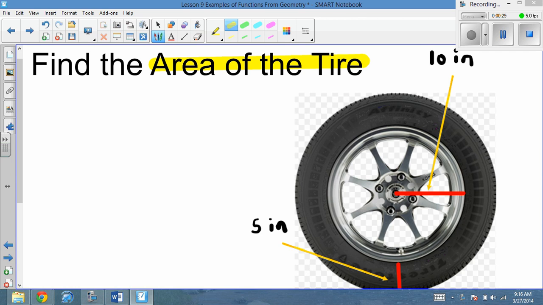So in order to do that, there's a key concept that we must know. We must know that the area of a circle can be calculated by taking pi times the radius of the circle squared. The radius of a circle is the distance from the center to the outside edge. So using this formula, we're going to start by calculating the area of the whole wheel.